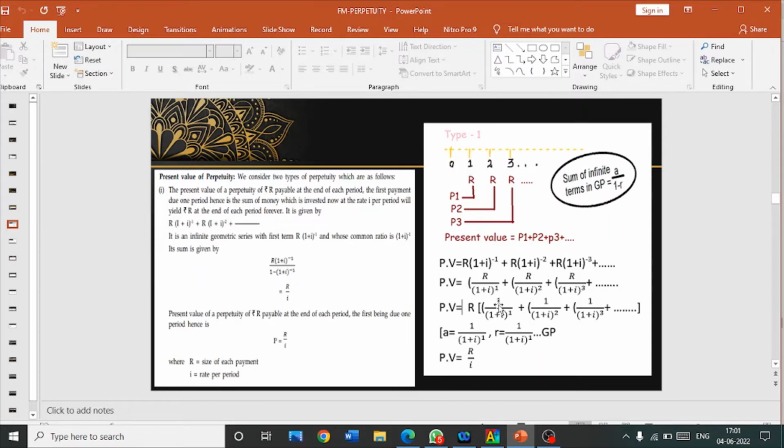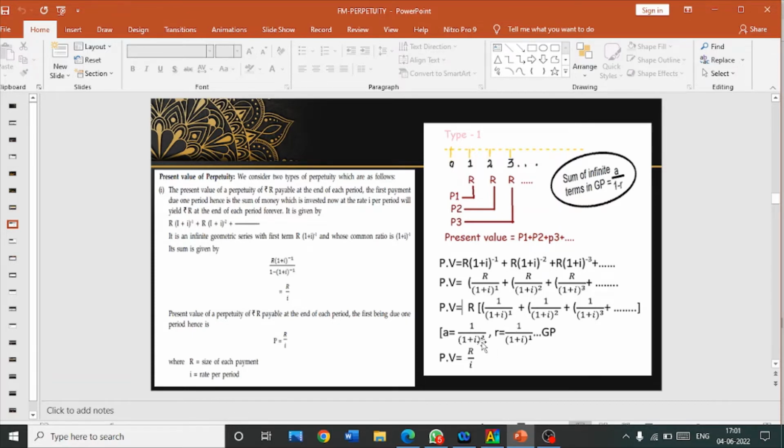So you can compare and find the common ratio as 1 by 1 plus i. So consider this as a GP, a GP of continuous terms, infinite terms. What is the summation for a GP of infinite terms? a by 1 minus r. What is a here? When you take r common, the a is 1 by (1 plus i) power 1. So this is your a.